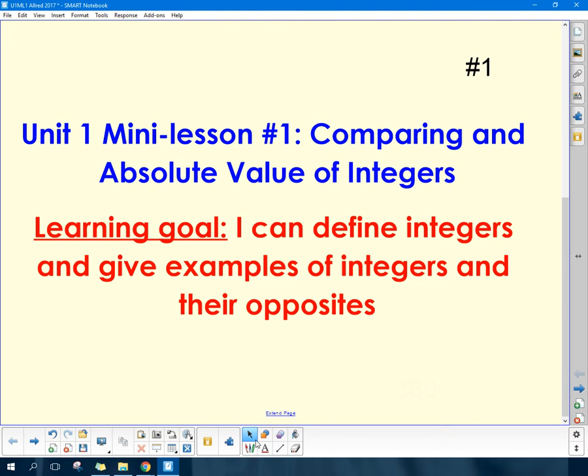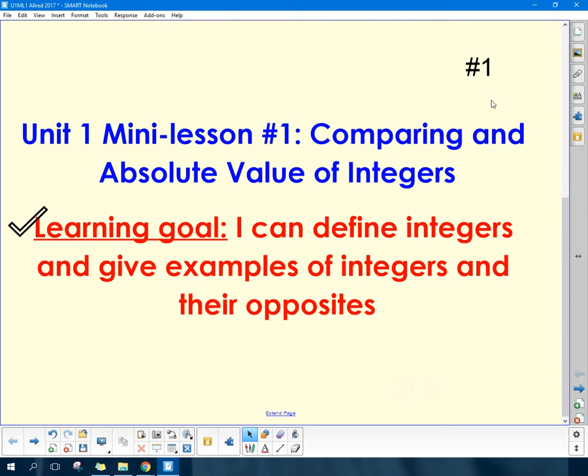The learning goal today: at the end of the day, you should be able to take a big old check mark and put it right next to that learning goal that says, hey, I can do that. Our learning goal today is being able to define integers and give examples of integers and their opposites.